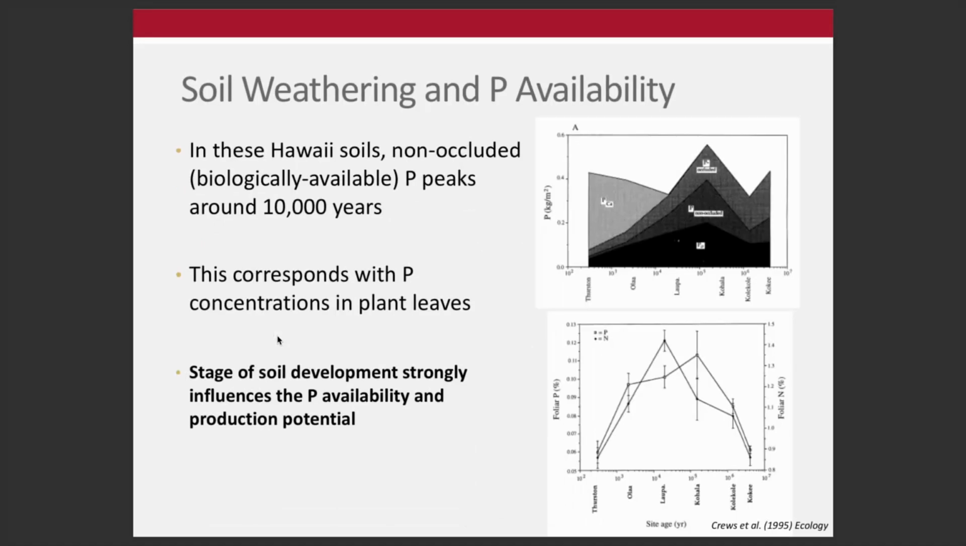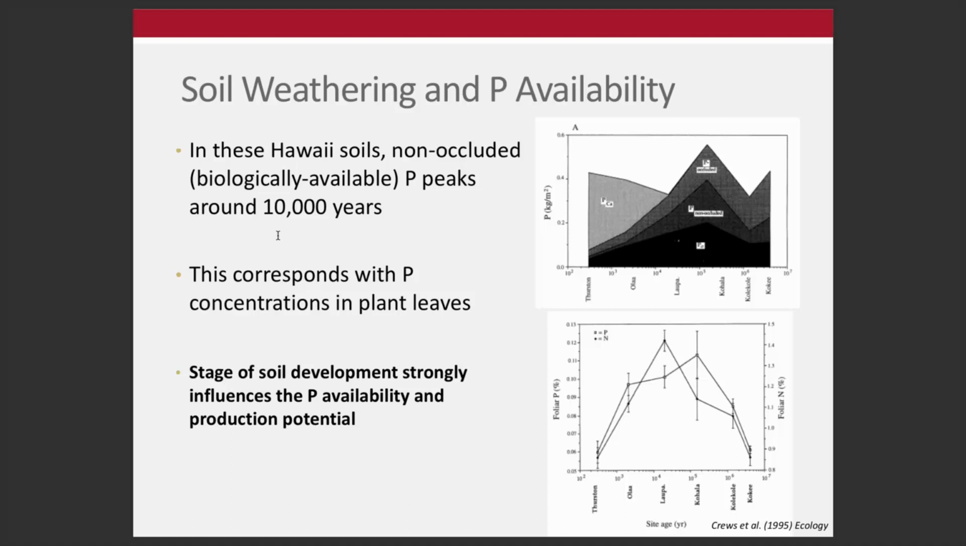So, soil weathering and P availability. In Hawaii soils, the amount of that non-occluded, that is biologically available, phosphorus fraction peaks around 10,000 years.